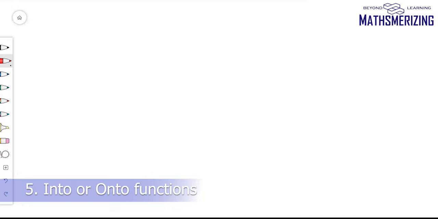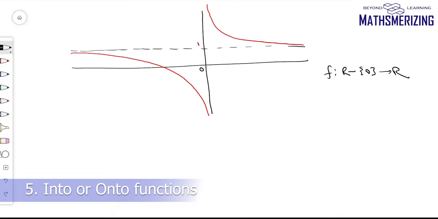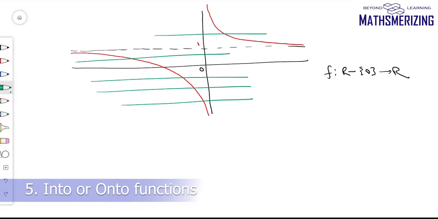Now let us take another example. Say for example, I'm given a graph. This function is defined from R minus 0 to R, and we need to find out whether this function is one-one or many-one, and whether it is into or onto. For one-one, I'll draw a horizontal line. When I draw a horizontal line, I'm getting only one point of intersection every time. So this function is actually a one-one function.